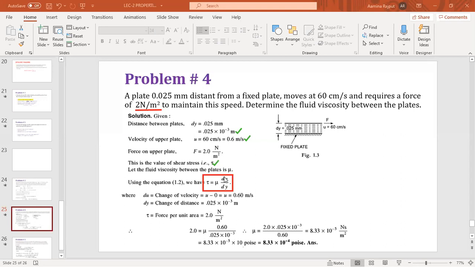So as in the formula, you can see it is du. Du is change of velocity, that is final velocity minus initial velocity. So it is u minus 0, which is equal to u, which is 0.6 meter per second. So this is actually just confusing, you guys. You could simply remember that du, if it is not given that the change of velocity is there from this speed to this, if two values are not mentioned, only one is given, you can simply take it equal to u.